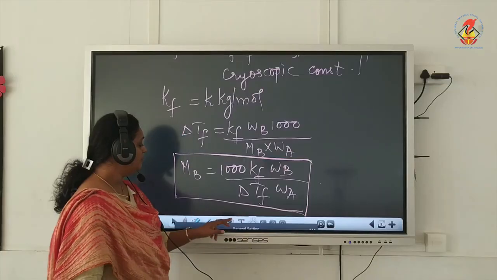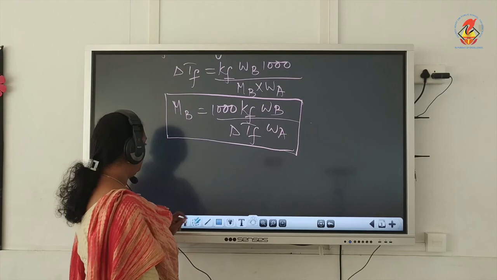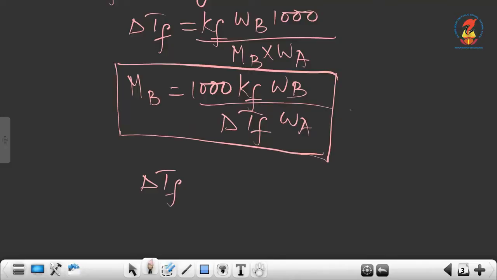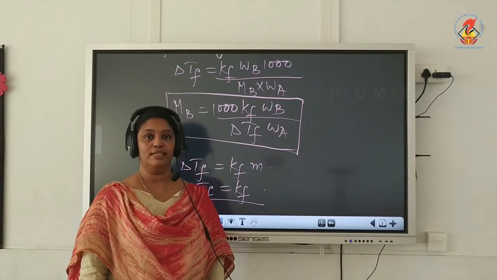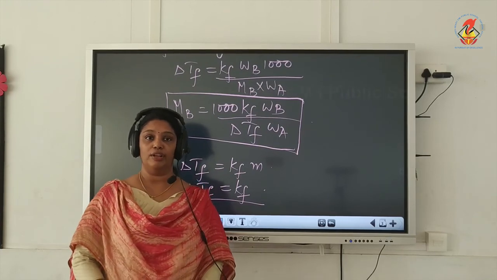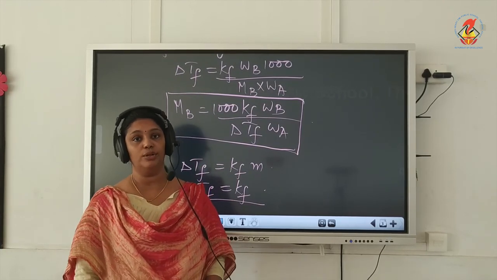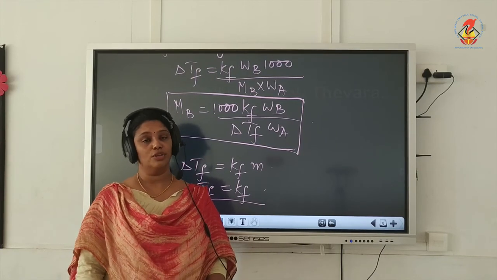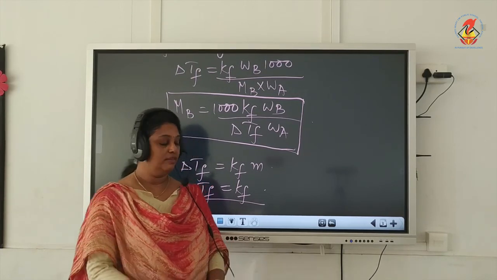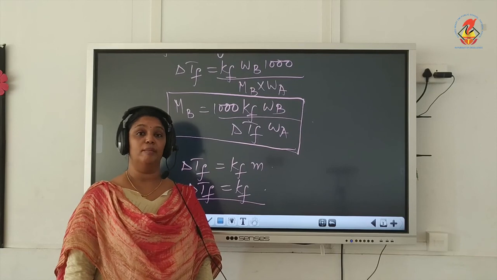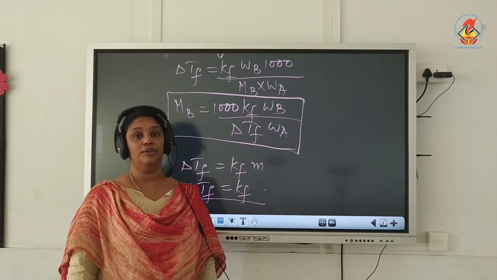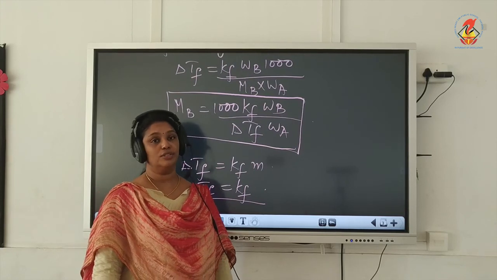Now, suppose you want to define Kf. You take the expression delta Tf is equal to Kf into m. If m is equal to 1, delta Tf is equal to Kf. So, we can define Kf. Kf is called the molal depression constant. Kf is the depression in freezing point of a solution when 1 mole of non-volatile solute is added to 1000 gram of solvent. Same way, this depression in freezing point is a colligative property because it depends upon molality, that is number of moles of solute dissolved in 1 kilogram of solvent or 1000 gram of solvent.